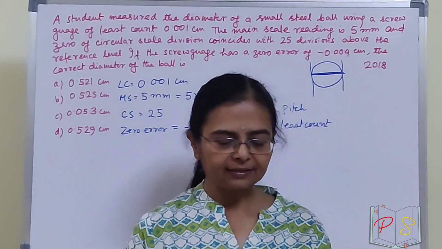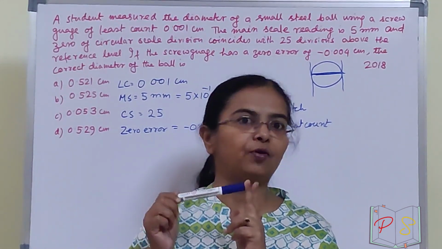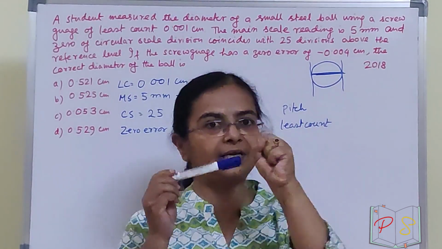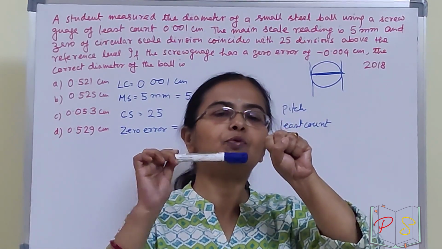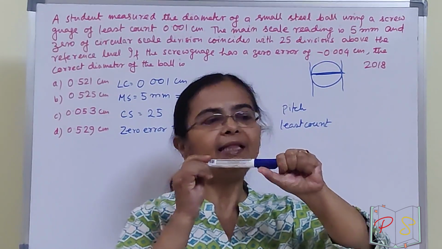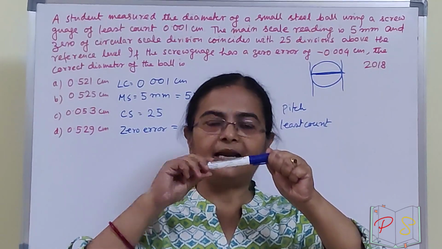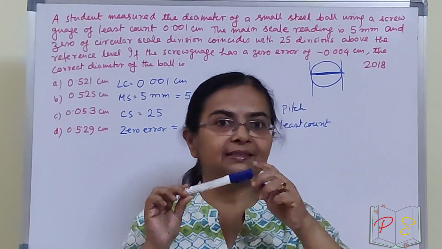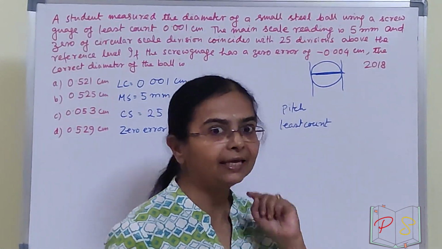What is a screw gauge? Suppose this is a screw. If I rotate this, it moves forward. My ball is over here, whose diameter I need to measure. This side is fixed. I rotate this screw and it goes and touches the ball. So it has a circular scale, and as I rotate it, it moves forward. That is the concept of a screw, and that is the concept behind my screw gauge.